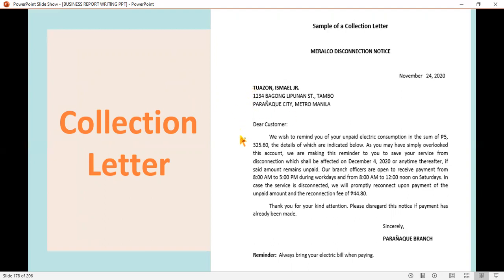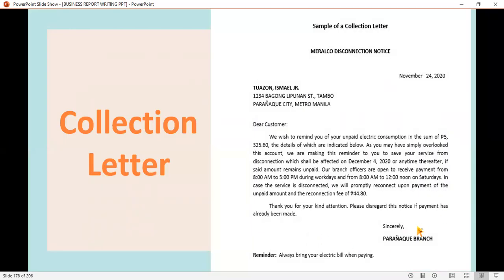Dear customer, we wish to remind you of your unpaid electric consumption of the sum of 5,325.60 centavos, the details of which are indicated below. As you may have simply overlooked this account, we are making this reminder to you to save your service from disconnection. So, yun na po. Para hindi ka maputulan, kailangan nyo na pong isettle ang inyong bill. So that's for collection letter.